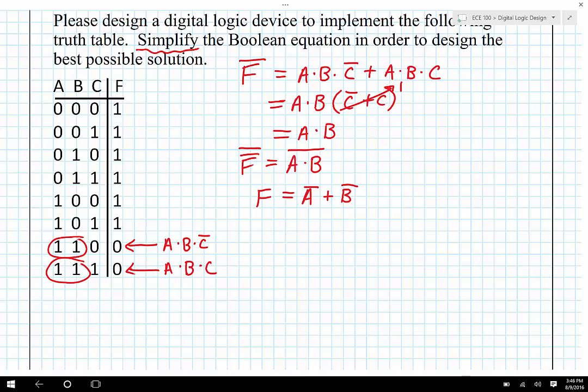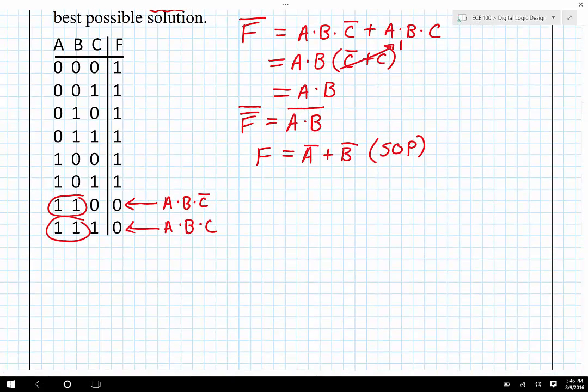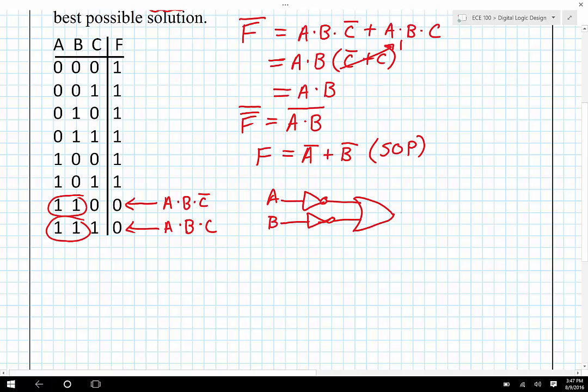This is SOP. Although there really aren't products, there is a sum, and I guess you could say it's a sum of products of just individual variables. So I'm going to have an OR gate here, and that will be coming from an inverter with A. Here's the other input. That'll be coming from an inverter, which has B, and that's F.